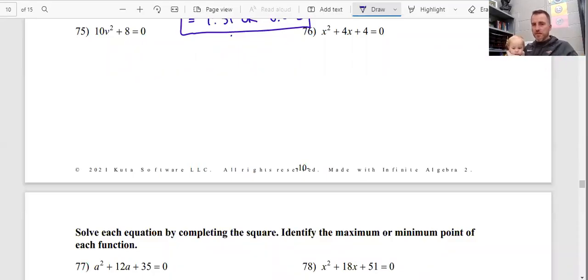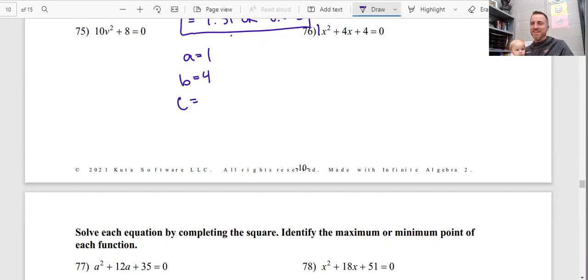I'm going to do one more with my guest star, Audra, if she'll allow it. Baby girl.